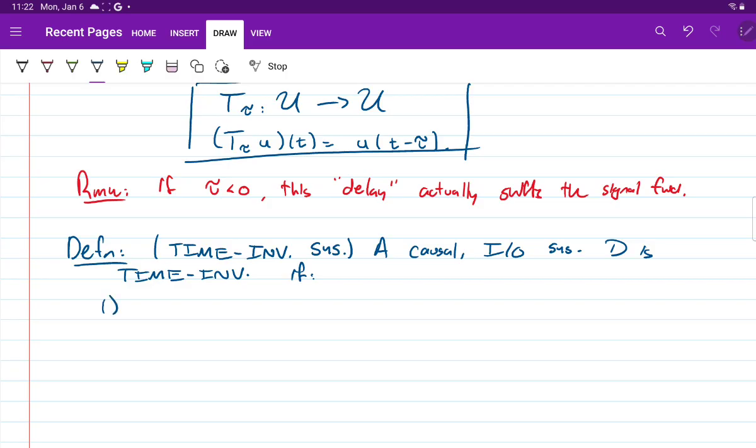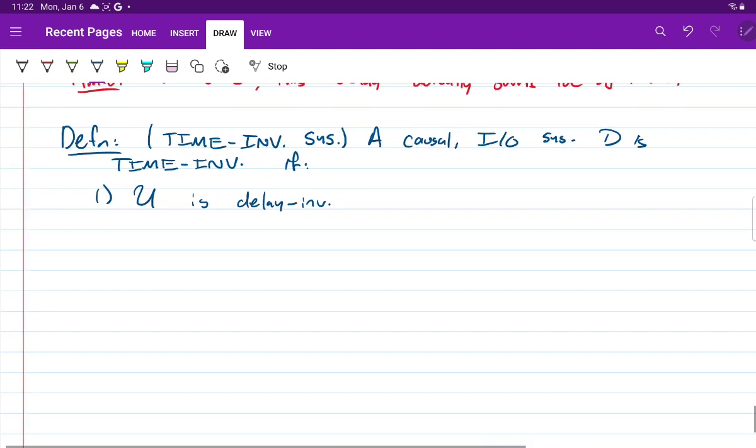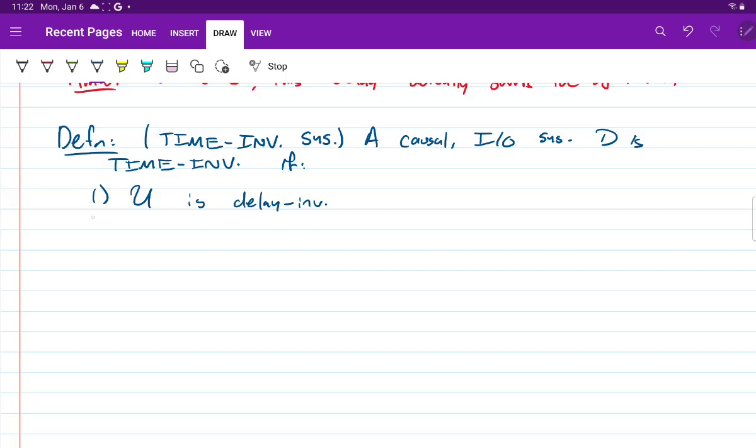Remember, we said earlier, the dynamics of this system are not the only thing that should be time invariant. The different objects, the spaces of this system, also need to satisfy some sort of time invariance property. What this means is that the first condition of time invariance will be that the set U, the input space of this system, should be a delay invariant set. So 1, the input space U is delay invariant. Now we also require that the output space should be delay invariant. So 2, Y is delay invariant.